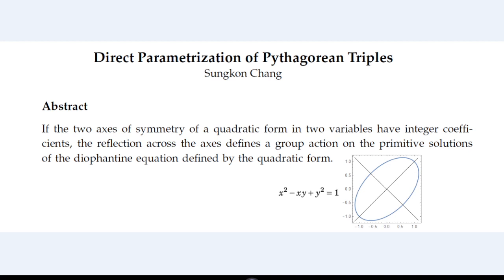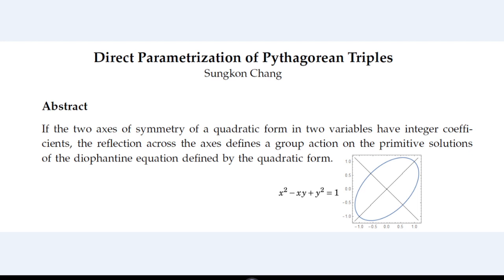In fact, only the left-hand side is called a quadratic form. And by putting a constant on the right-hand side, we generate a Cartesian equation that is closely related to this quadratic form. The ellipse in blue color is the graph of the Cartesian equation, and the two lines are the axes of symmetry. We assume in this work that the Cartesian equations of the two lines are given by integer coefficients.